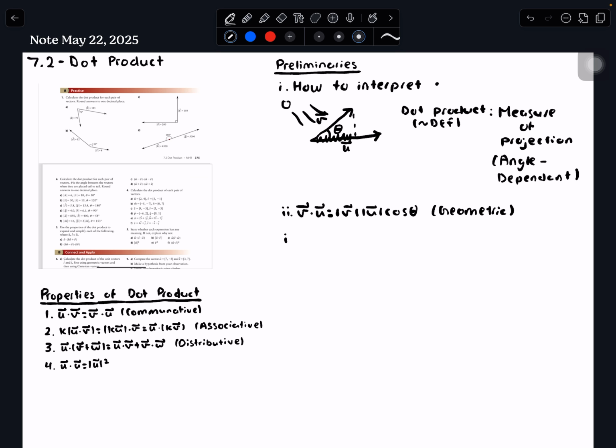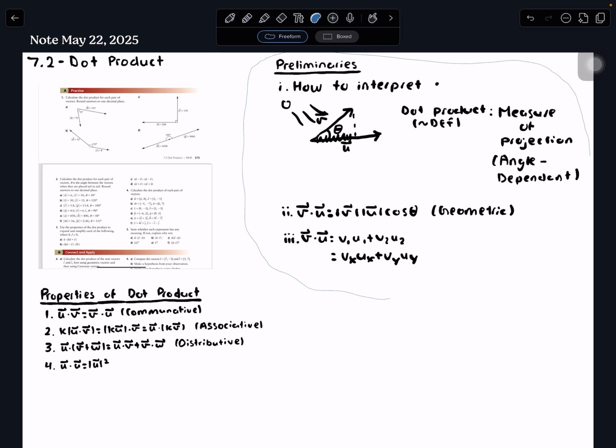And then the algebraic or Cartesian formula would be component-wise multiplication. So v1 u1 plus v2 u2. You might sometimes see me write vx ux plus vy uy. They mean the same thing. Sometimes people use either. Okay, that's good. Sets up our groundwork.